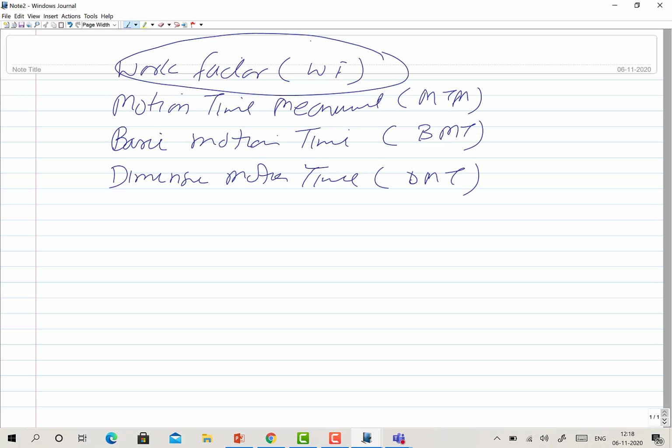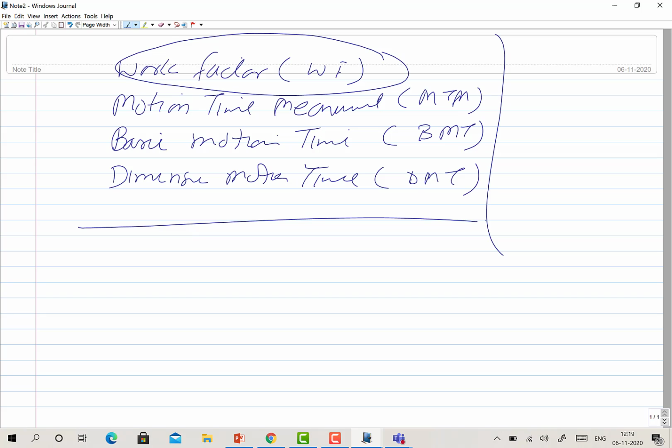So we'll be talking in a little bit more detail about the work factor method, how it is applied, using one of the examples, so that you can understand and appreciate the approach and the kind of expertise which is needed for synthesizing the time using the PMTS approach. As I said, these are the four common PMTS approaches which are very popular and have been in use since long.